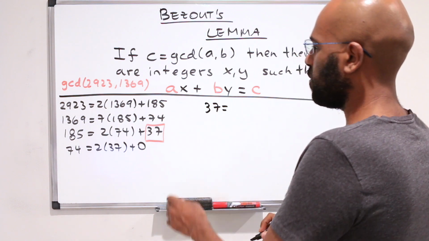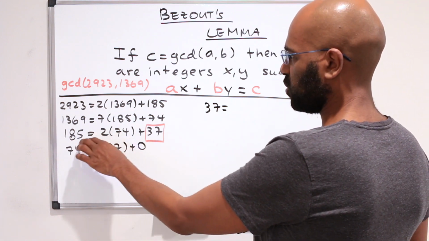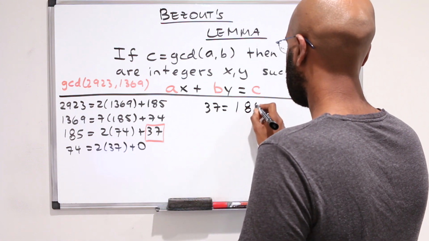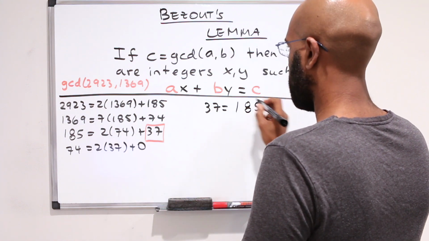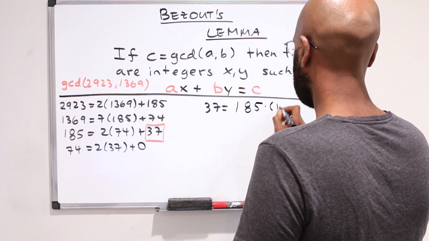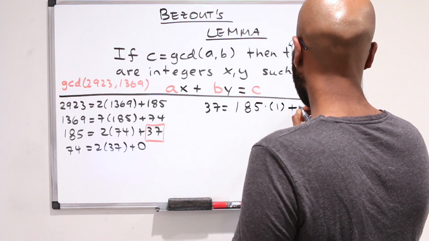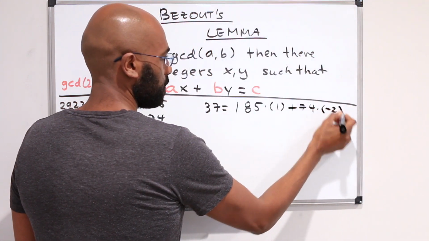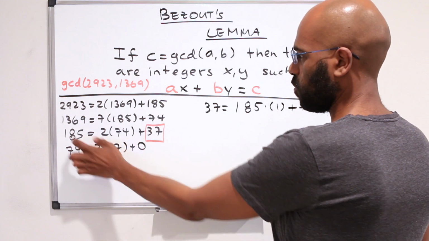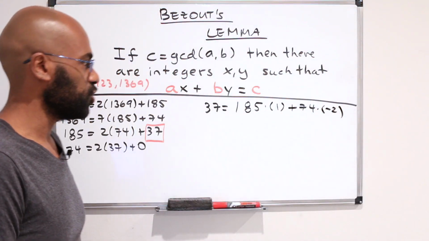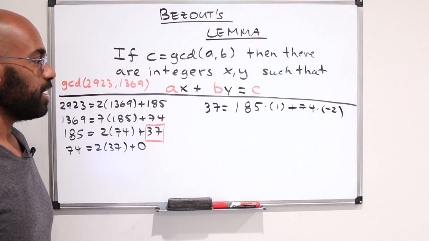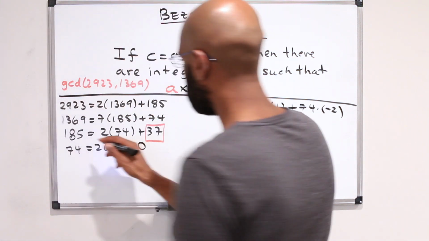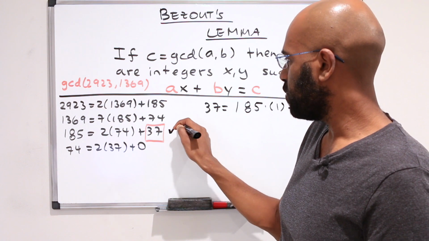And recognize that we can write 37 as an integer combination of 185 and 74. It's 185, maybe I'll write it in the same format, times 1 plus 74 times negative 2. By moving the 2 times 74 over to the other side, we get this integer combination of 185 and 74. Okay, now we've sort of used this equation of the Euclidean algorithm.